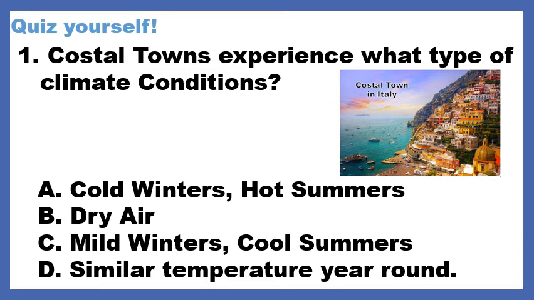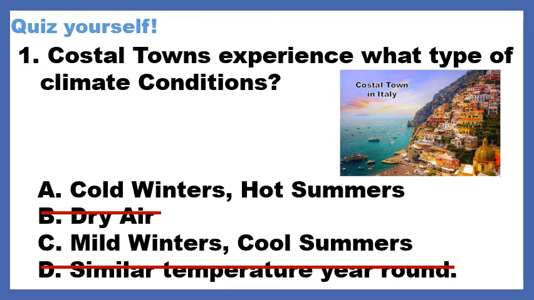5, 4, 3, 2, 1. I'm going to eliminate some answers. First, I'm going to get rid of dry air because when you have a large body of water, there is moisture in the air. So we're definitely not going to have dry air if we have wind coming off from the sea. I'm also going to get rid of similar temperatures year round.